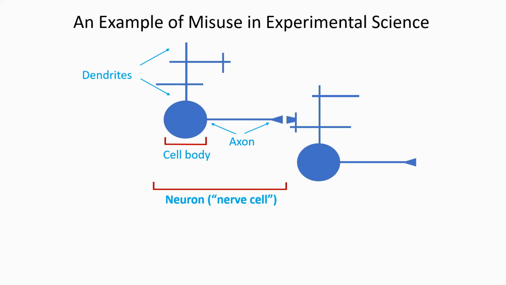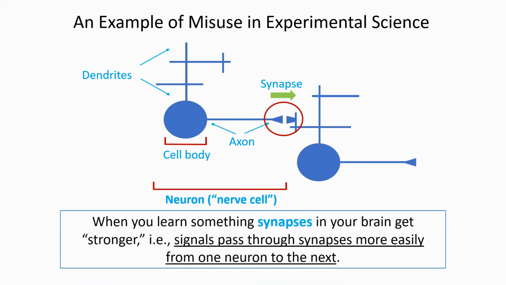Now here's another neuron, another nerve cell, and at this region here, the signal passes from one cell to the other cell. This is called a synapse, and the signal flow goes in this direction. Understanding how synapses work is of importance for understanding how information flows in the nervous system, but in particular, when you learn something, synapses in your brain get stronger. That is, signals pass through synapses more easily from one neuron to the next, and that was the topic of the investigation we're going to talk about.